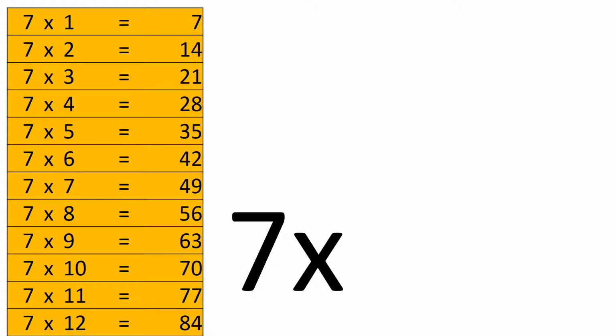7 times 4 is 28. 7 times 5 is 35. 7 times 6 is 42. 7 times 7 is 49. 7 times 8 is 56. 7 times 9 is 63. 7 times 10 is 70. 7 times 11 is 77. And 7 times 12 is 84.